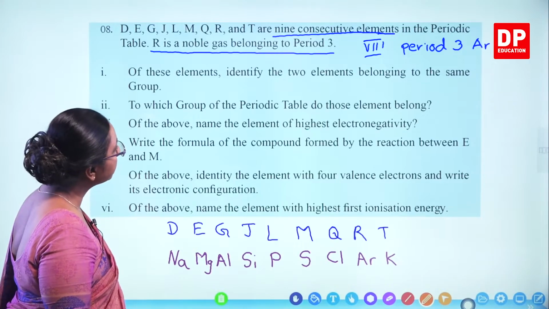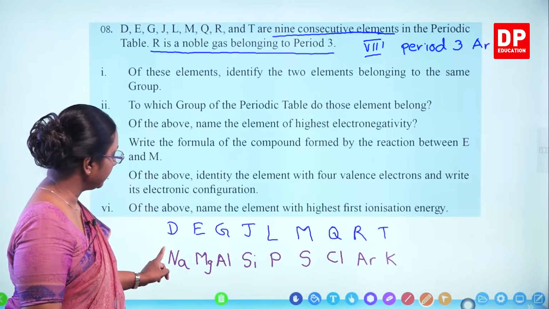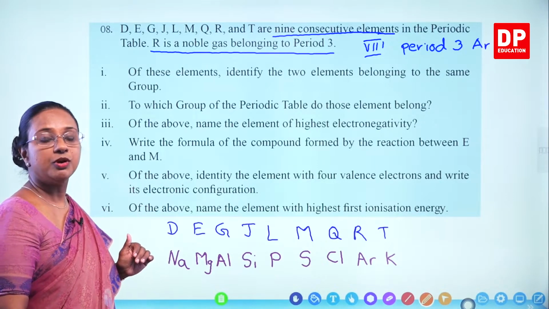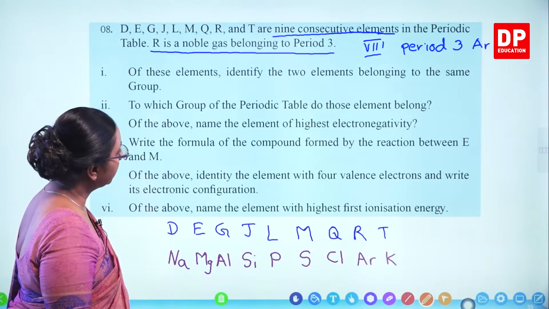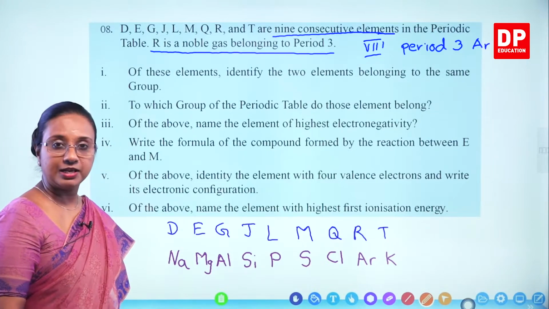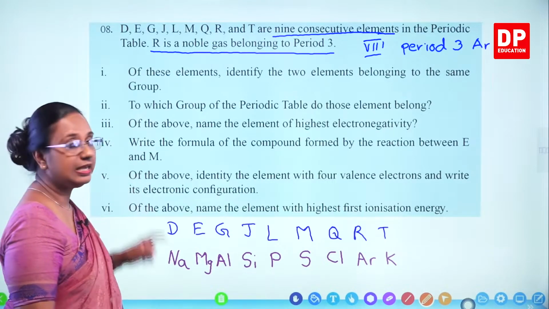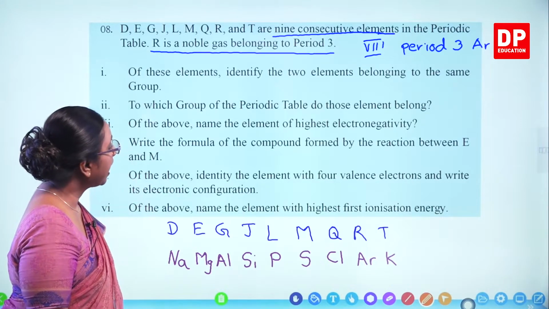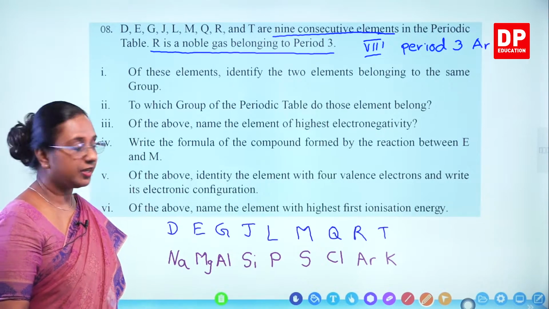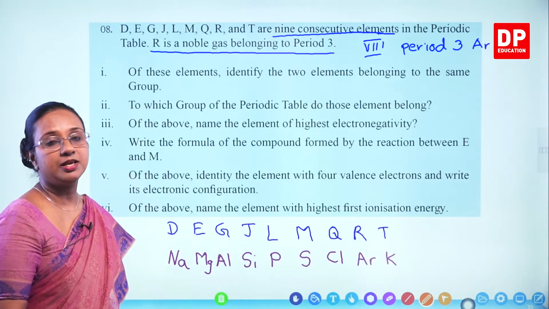Of these elements, identify the two elements belonging to the same group. Here you can see immediately sodium and potassium belong to the same group. Like that, it will be easy for you to answer the questions. To which group of the periodic table do those elements belong? Of the above, name the element of highest electronegativity. Write the formula of the compound formed by the reaction between E and M. Of the above, identify the element with 4 valence electrons and write its electronic configuration. Of the above, name the element with the highest first ionization energy.